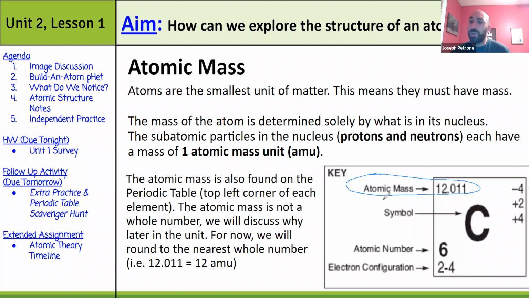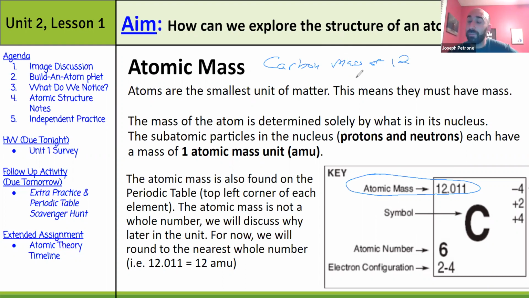Now, the atomic mass is not a whole number, and we're going to get into why that's the case in the next couple of weeks. But for now, we're going to round this number here. So essentially, we're going to say this element is carbon. Its mass is 12. So carbon has a mass of 12.